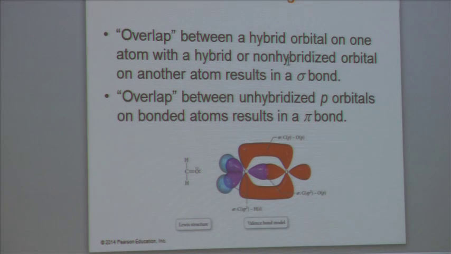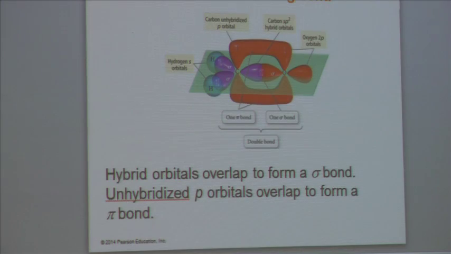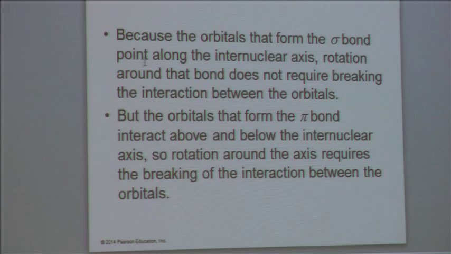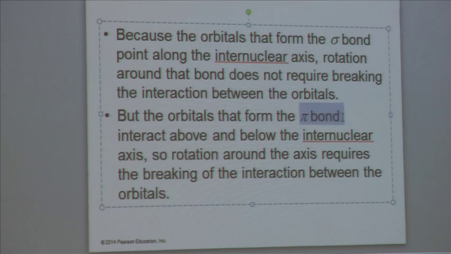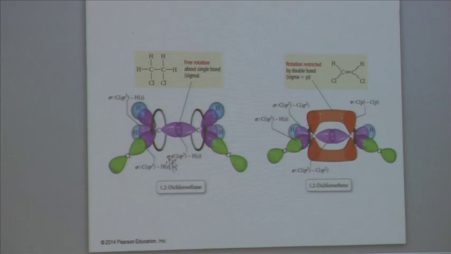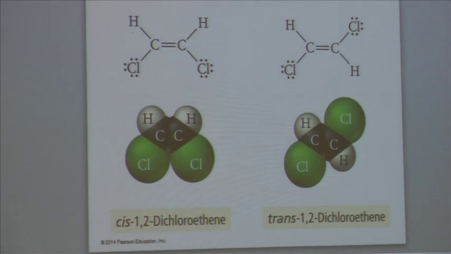The orbital diagrams show an overlap between hybrid orbitals, and you see the overlap as we go on. Hybrid orbital overlap forms a sigma bond. Unhybridized p orbitals form the pi bonds. Regarding bond rotation, sigma bonds can rotate while pi bonds cannot rotate. They are fixed. Sigma bonds can rotate, pi bonds cannot be rotated.